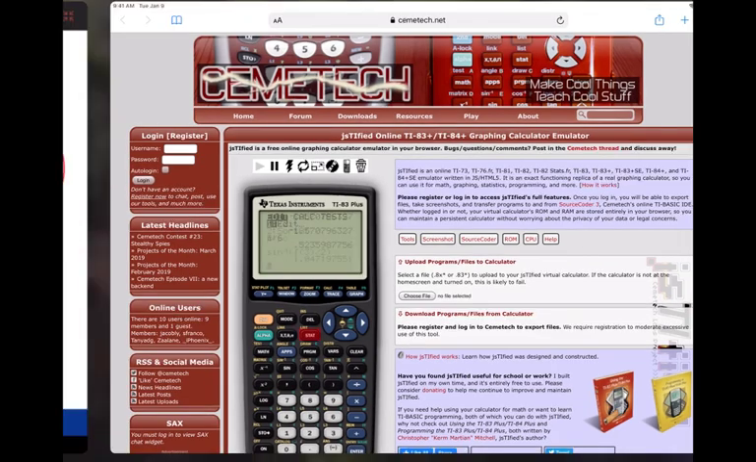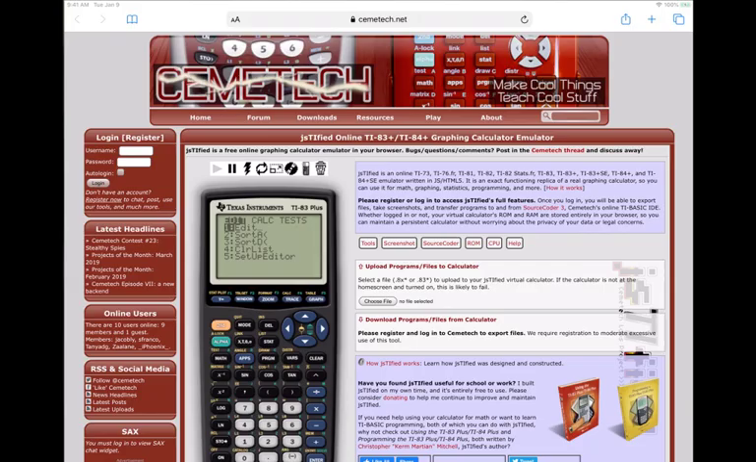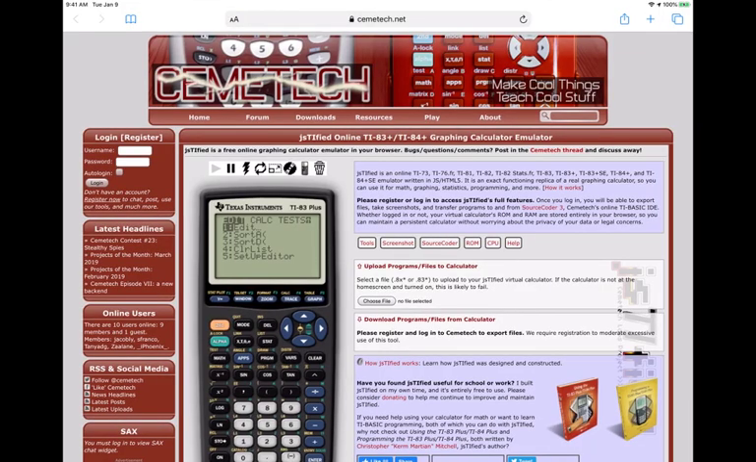I thought that's what it is right there. Which one? 1.04. No, but we want the exact value. The decimal is an approximation. Let me think about it. Did I type it in properly? Let me go back and look at it again. We did pi divided by 6.